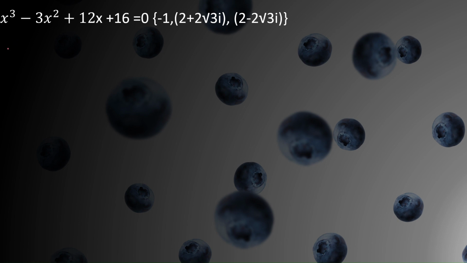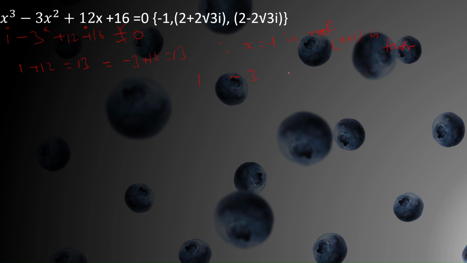Again we'll see the coefficients. 1 minus 3 plus 12 plus 16 is not equal to 0. So next, alternate. Now we'll try with alternate. 1 plus 12 is equal to 13, and minus 3 plus 16 is also 13. So therefore x is equal to minus 1 is a root, or x plus 1 is a factor.